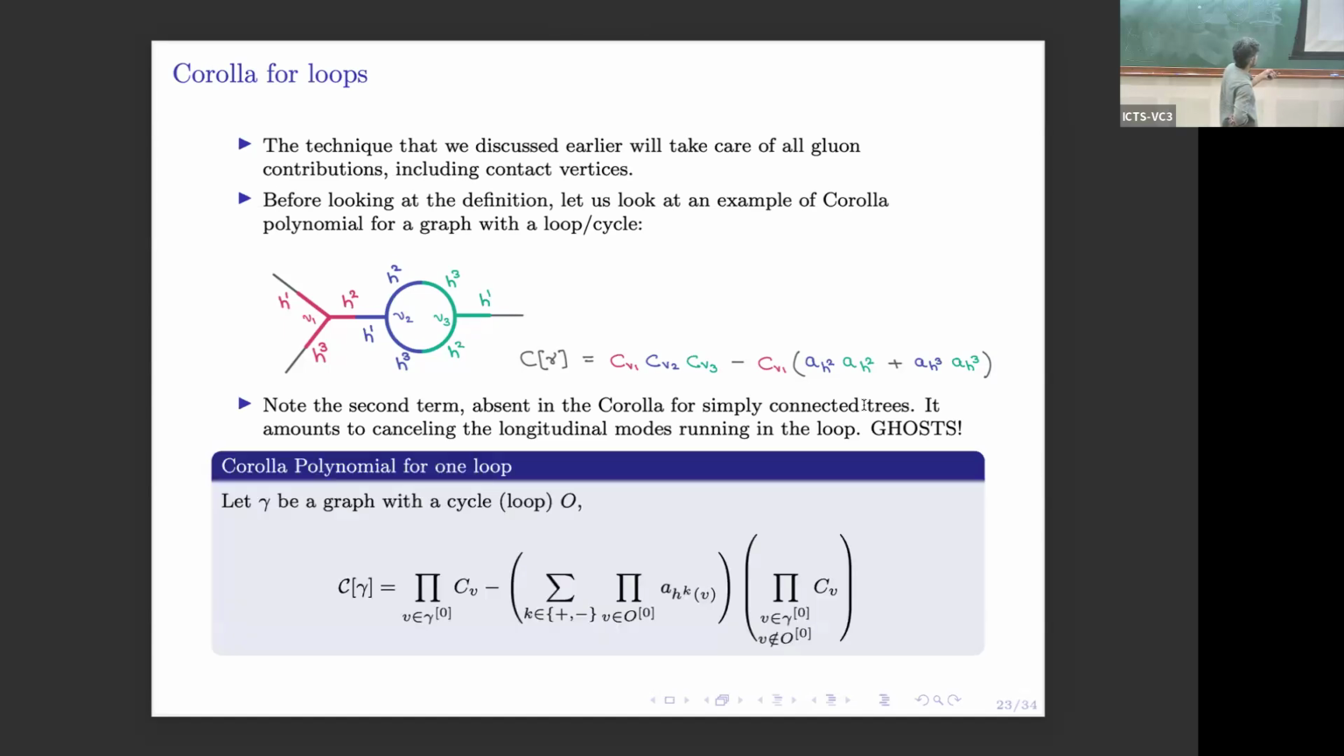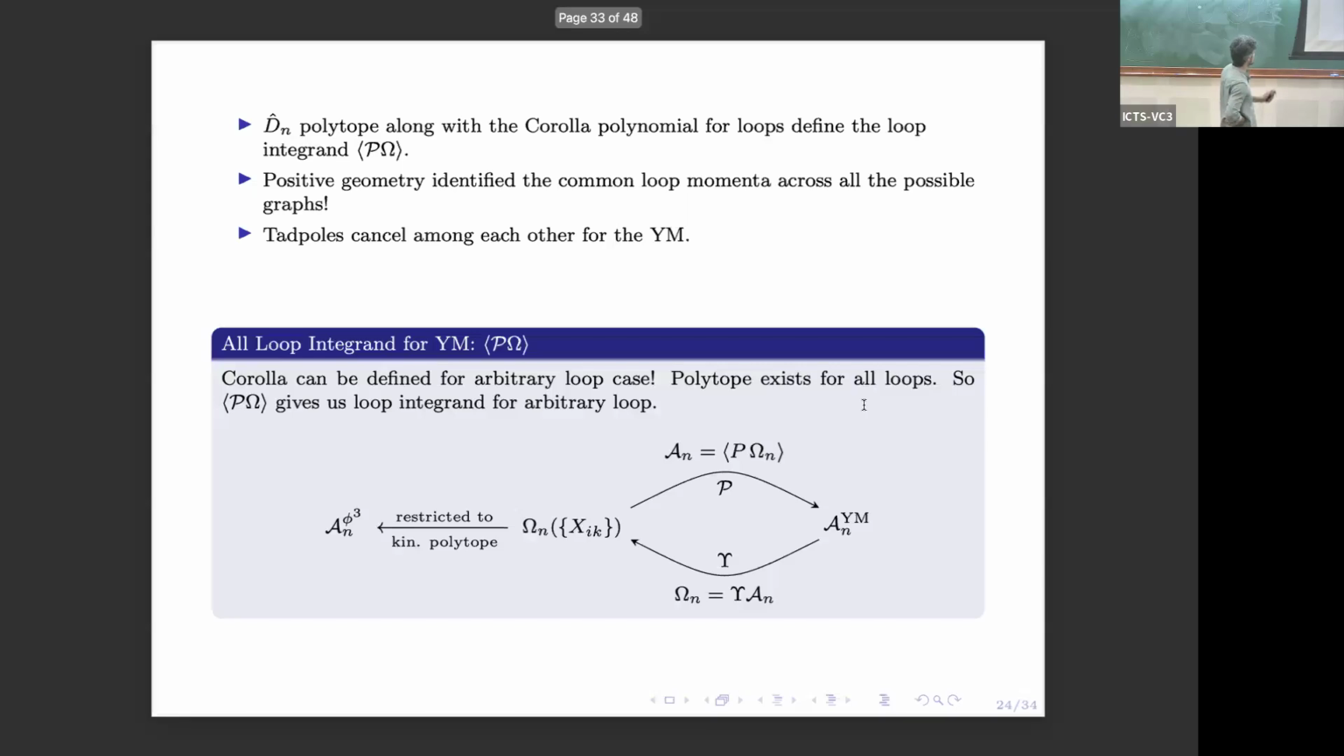This is the formal definition, which is again just that wherever there is a loop, you have a product of A's and so on, and the CVs which are not in the loop. But this is, I think, good enough. We'll just move on. Now this D hat polytope, the one loop polytope, along with the Corolla polynomial, gives a way to quantize without ghosts.